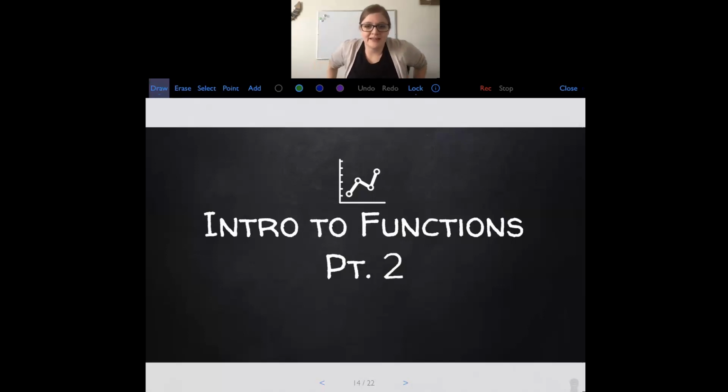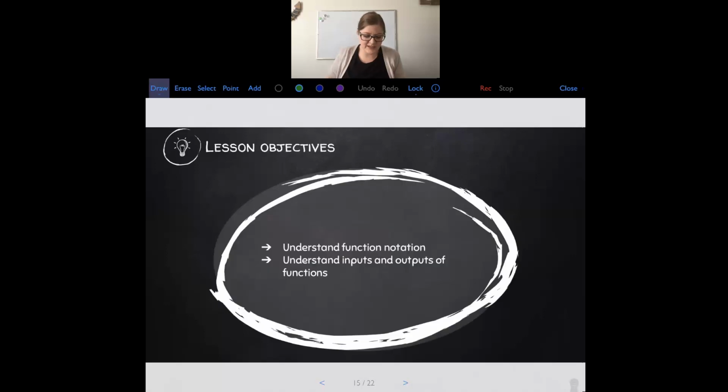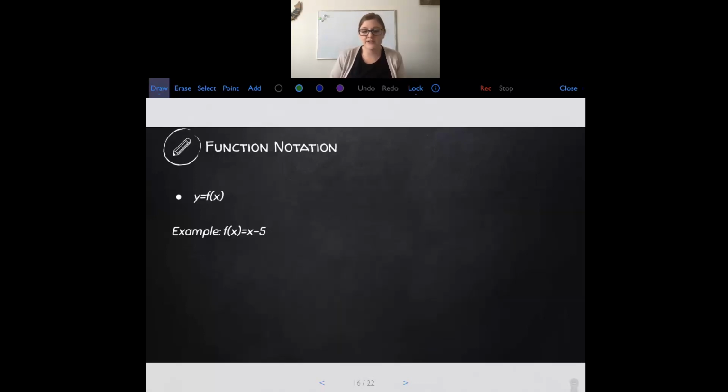So this is our second lesson about our introduction to functions. Specifically in this lesson, we'll learn to understand function notation, and then we will also understand inputs and outputs of functions. So first, function notation.